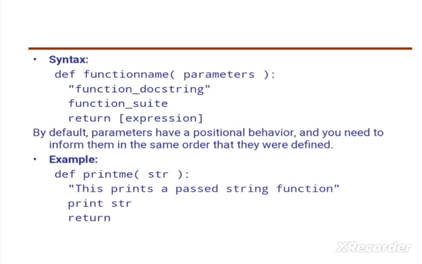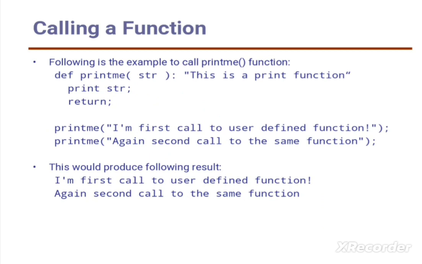By default, parameters have a positional behavior and you need to inform them in the same order that they were defined. So this is a simple example to print a particular string on the screen. def print me, str is a parameter. It prints a passed string, print str, return. Calling a function. The following example is to call the print me function. def print me str colon, this is a print function, print str, return.